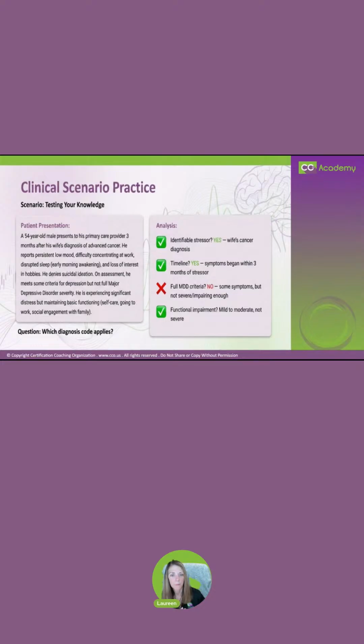What's the timeline? Do we have a timeline? Yes, the symptoms began within 3 months of the stressor. Does he meet the full MDD criteria? No, he's got some symptoms, but they're not severe or impairing enough. What about the functional impairment? Mild to moderate, not severe. So what's the correct diagnosis code? What do you think?